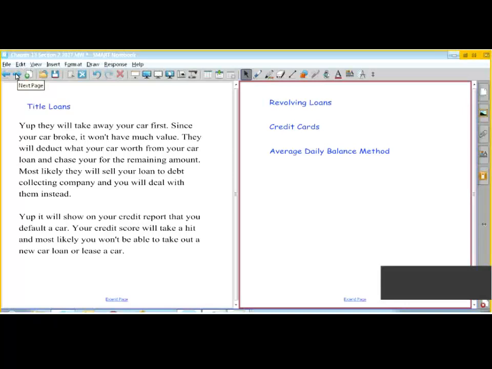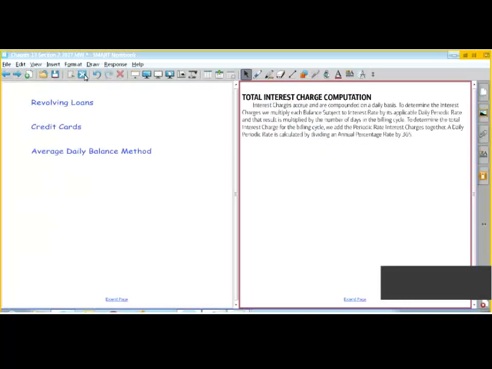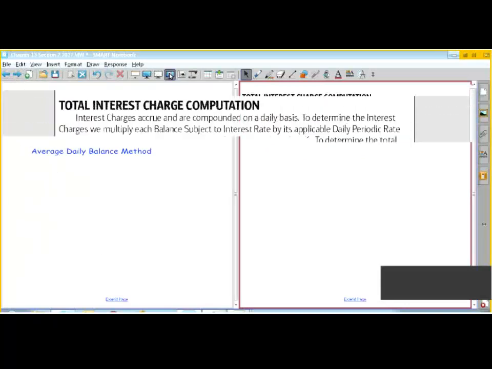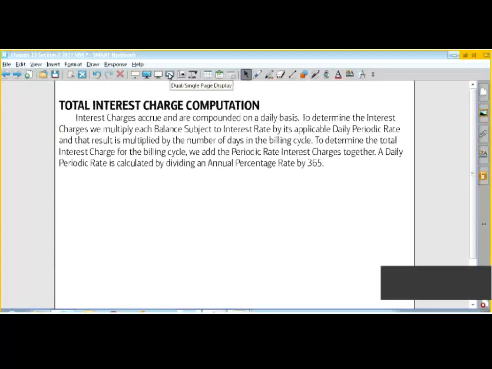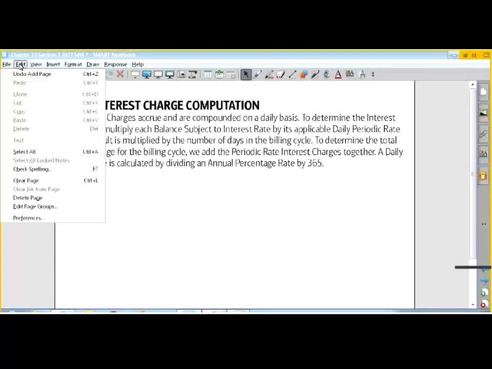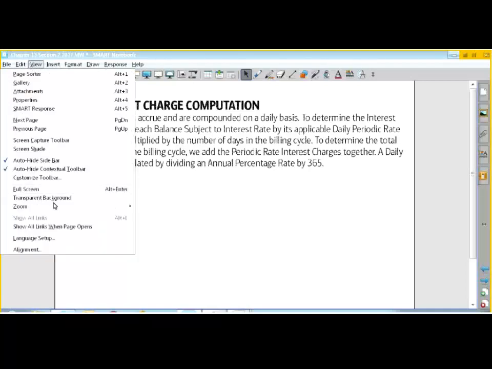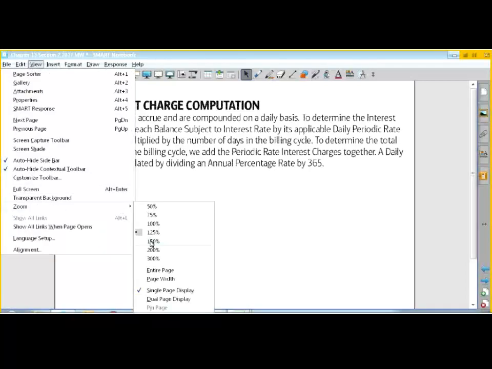And I'm going to show you. These are from my credit card statement. So these are actual words from an actual bill. So I'm not making this stuff up. Okay.